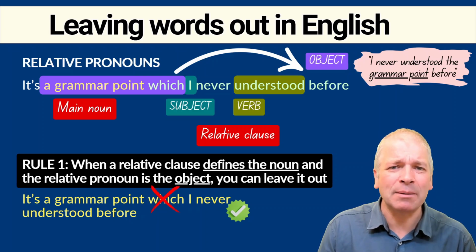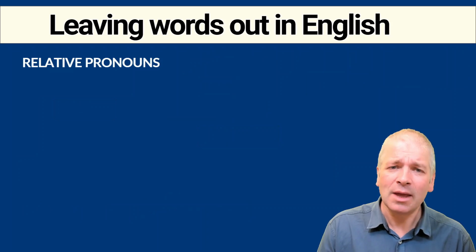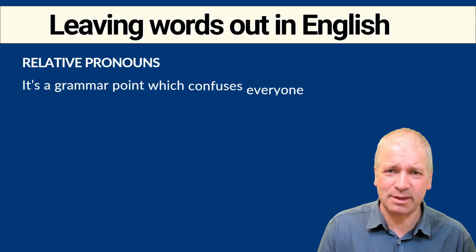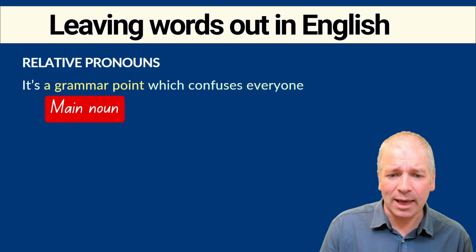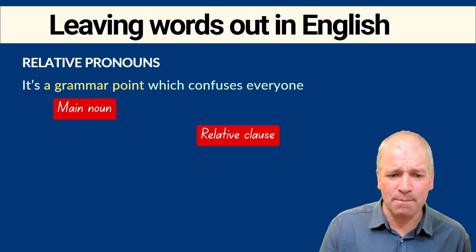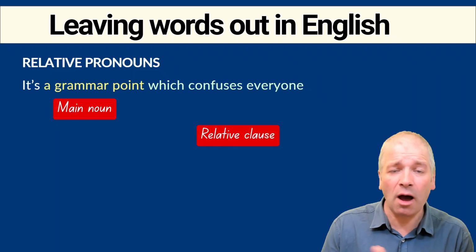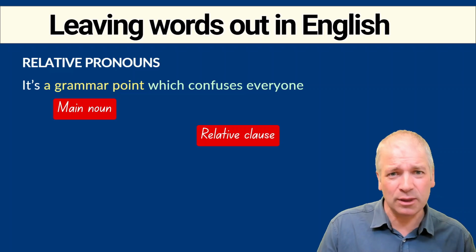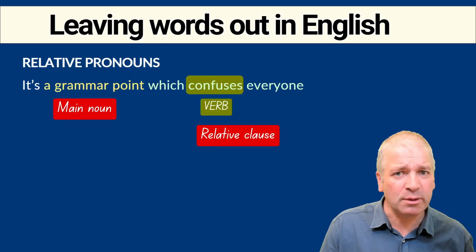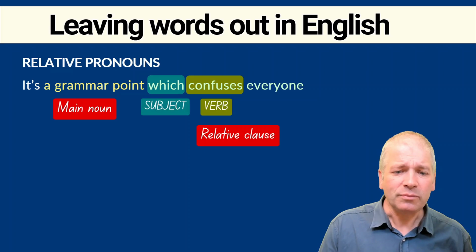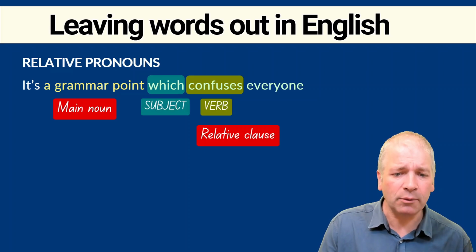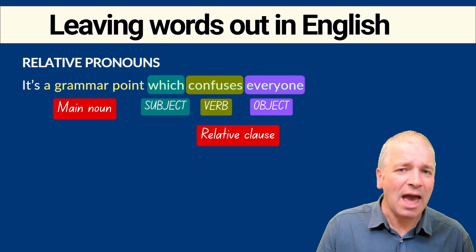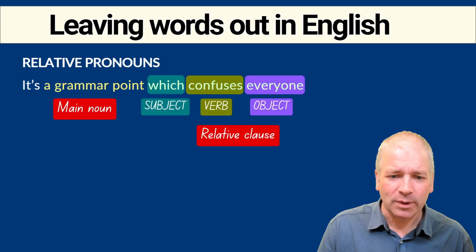But it gets a little bit more tricky as we go along. Here's another sentence that's similar, but with a slight difference here. It's a grammar point which confuses everyone. Now here, we still have the same main noun and a relative clause afterwards, but some differences in the relative clause. Confuses is the verb. The subject this time is actually the relative pronoun which. And then everyone is the object. How do we know this?